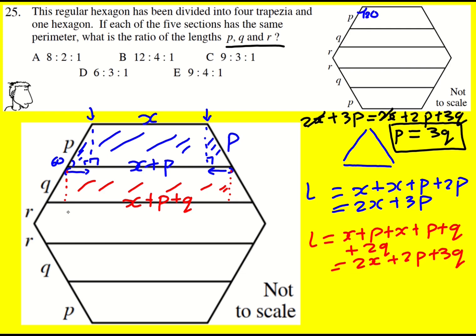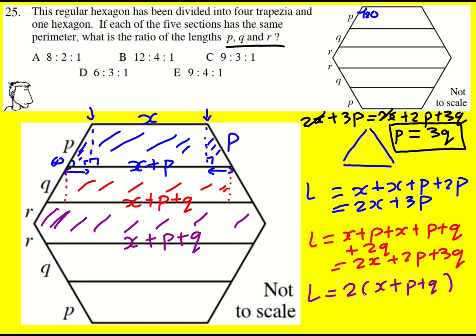Okay, let's keep going for this final shape, because the ones below we've already dealt with, they're going to be equivalent to the blue and the red. But for this purple one, this length is also going to be x plus p plus q, and therefore the length is going to be 2 lots of x plus p plus q, 2 horizontal lengths, and then I've got r, and another 2 r's, so 4r. Therefore I have 2x plus 2p plus 2q plus 4r.